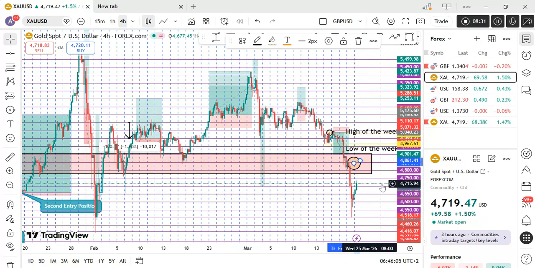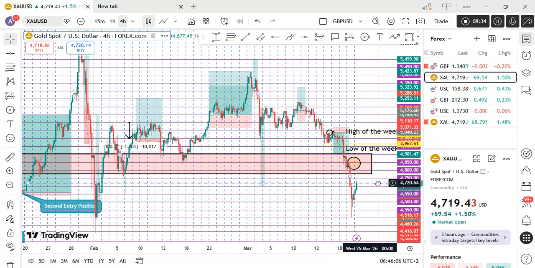So the reason why I'm also waiting is that this level, it's a psychological level. It was a support level, but we've seen price break this level below. So what I'm going to be waiting for is to see price again retest the same level. Then I'm going to see what's going to happen around that level. I'm going to see the reactions. So that's exactly what I'm waiting for.